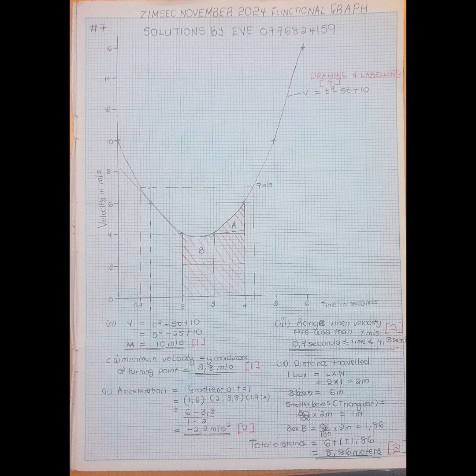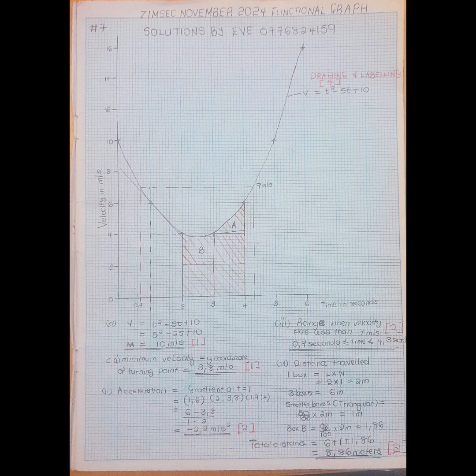And then finally, the distance traveled by the particle from t is equal to 2 to t is equal to 4. So kindly correct, guys. In the previous tutorial, I marked the portion that was above the graph, but I've managed to correct that section. We're supposed to find the area that is under the graph, the area that is being bounded by the curve, t is equal to 2 and t is equal to 4, and also the x-axis.